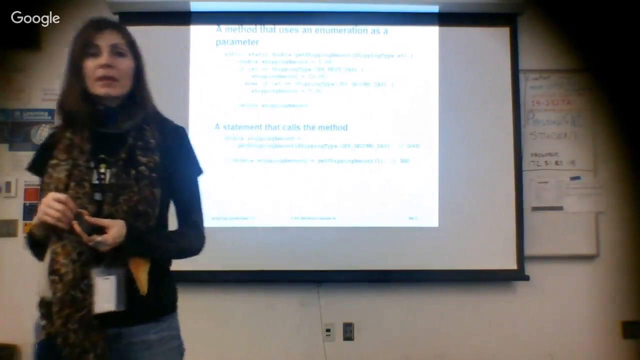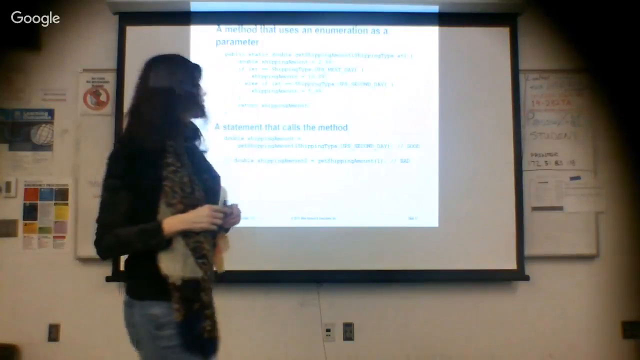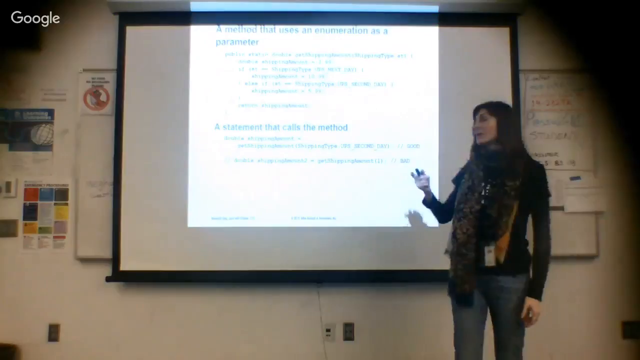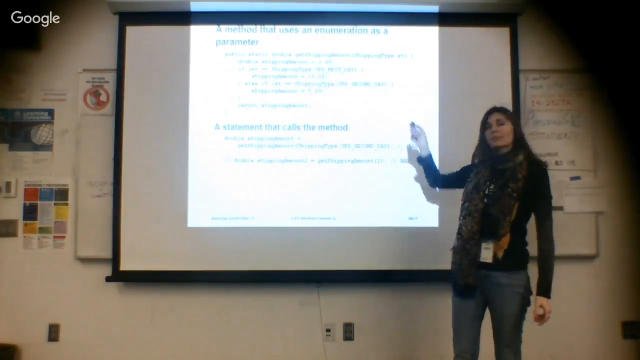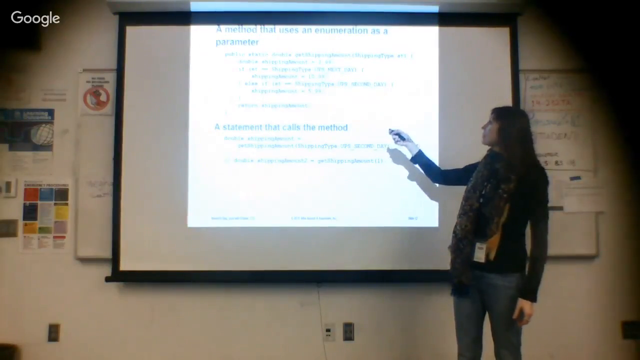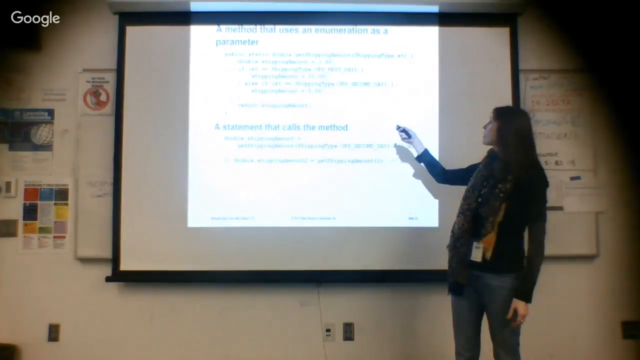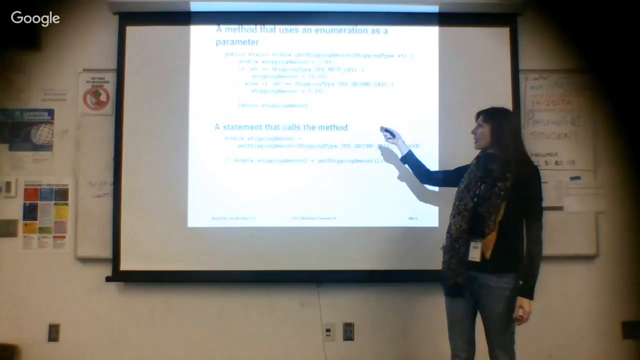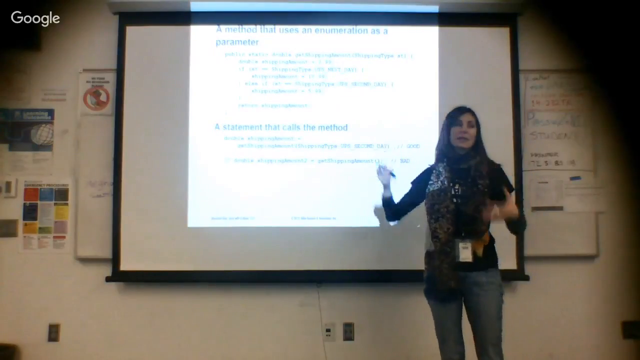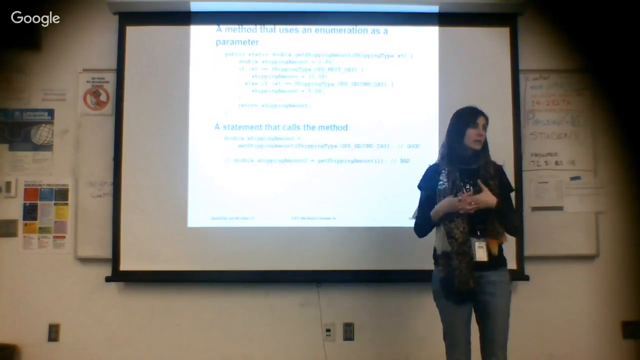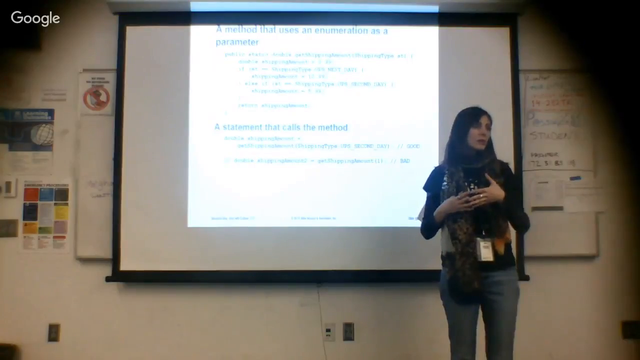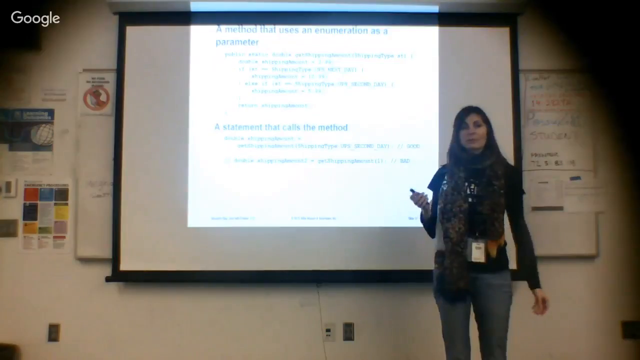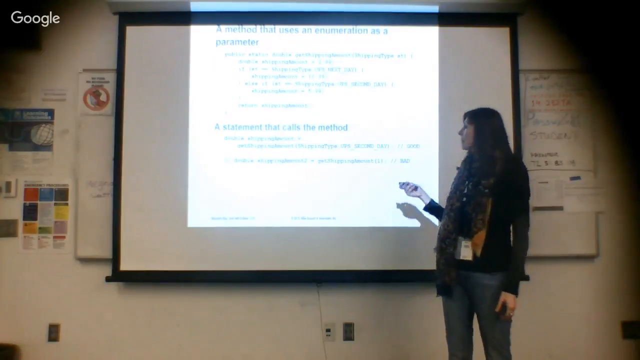And so in the example here, we have a shipping amount method that takes an enum type. And then you can say if it's next day the amount is 20, if it's ground it's 10, and if it's second day it's 5.99. So you associate the value based on the enumeration type, and then you return the amount.